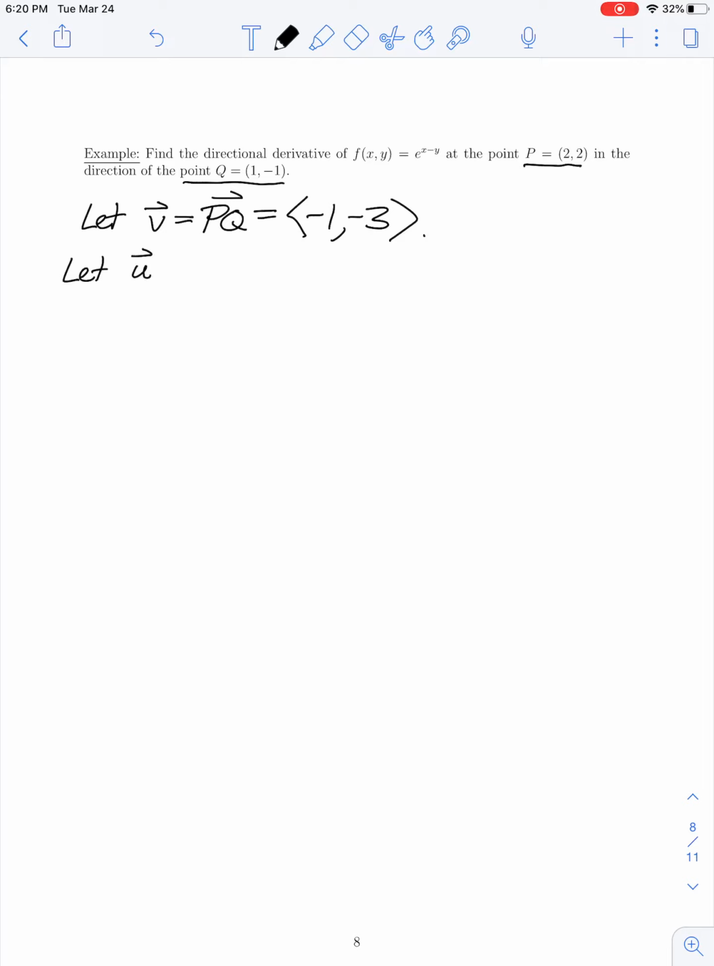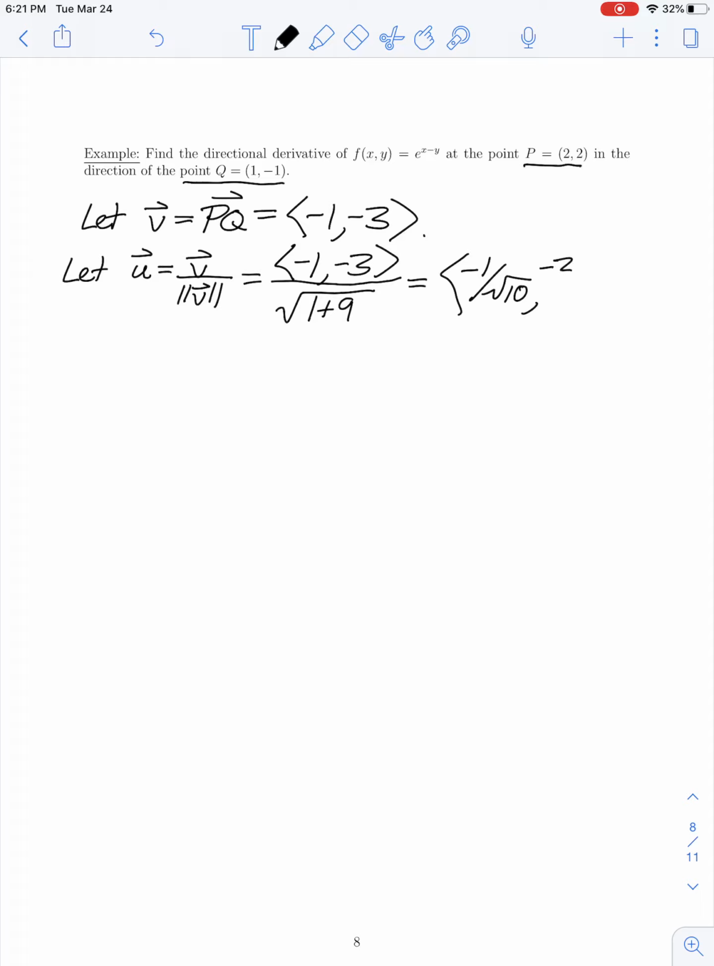And we need to now find a unit vector in the direction of v. So we're going to call this vector u, which is found by taking v and dividing through by its magnitude. So here we have -1, -3, divided by the square root of 1 plus 9. So we have the vector -1 over root 10 and -3 over root 10.